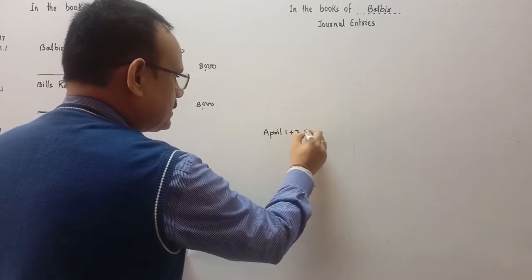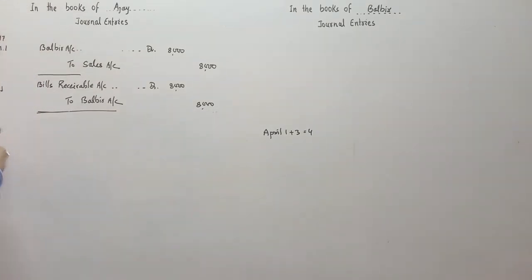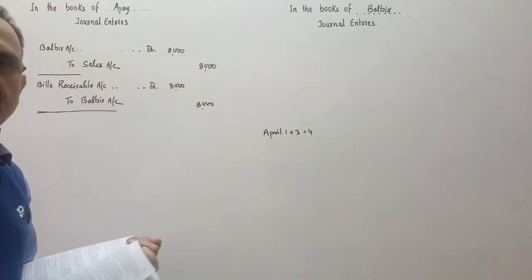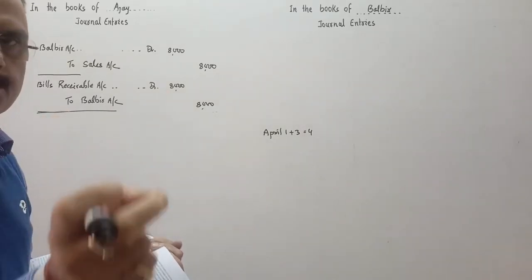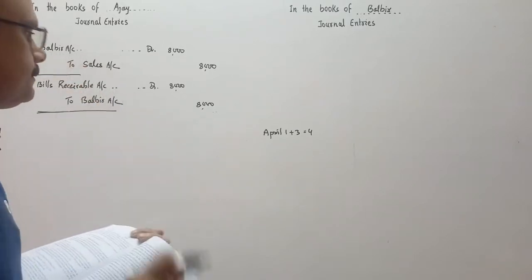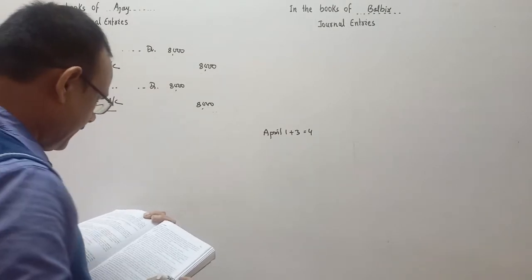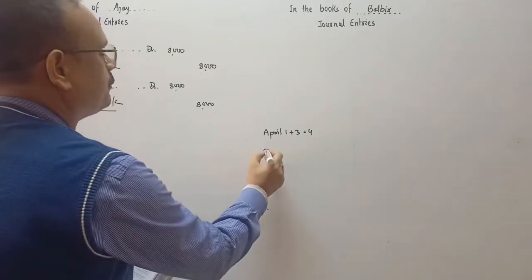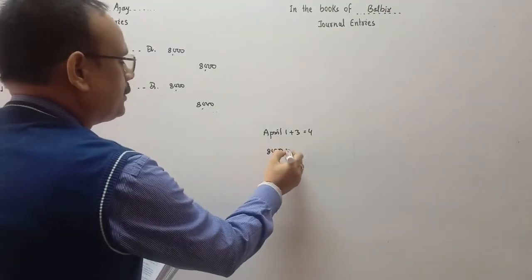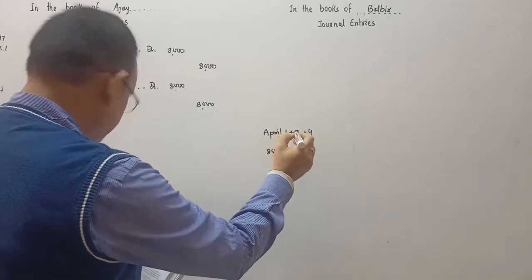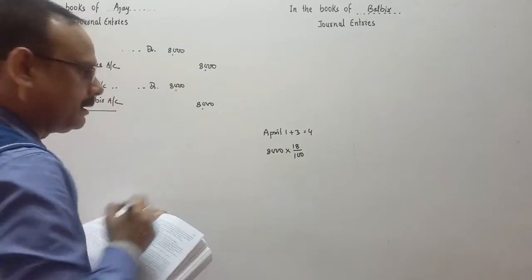So the due date is April 4. Here Balbir is going to settle this amount on March 4, meaning 1 month before the due date, 1 month before the maturity date. And the rate of discount, the rate of rebate, is 18% per annum. So we will calculate the rebate amount. 8,000 is the bill amount, and the rebate is 18% per annum, so 18 upon 100.